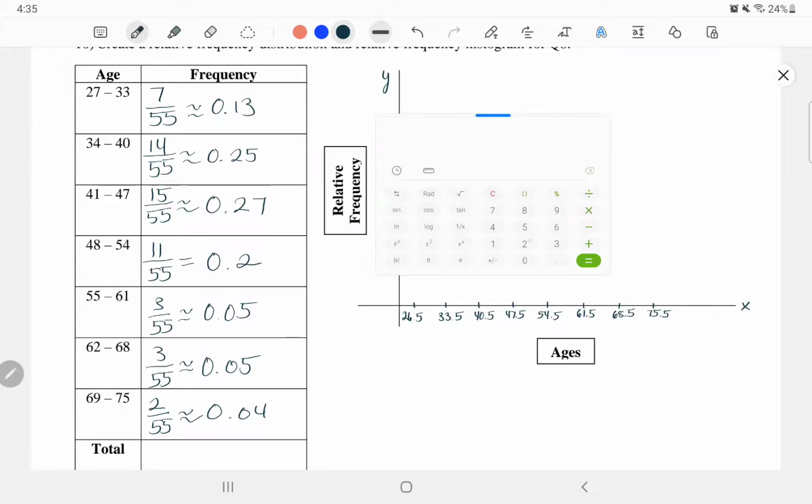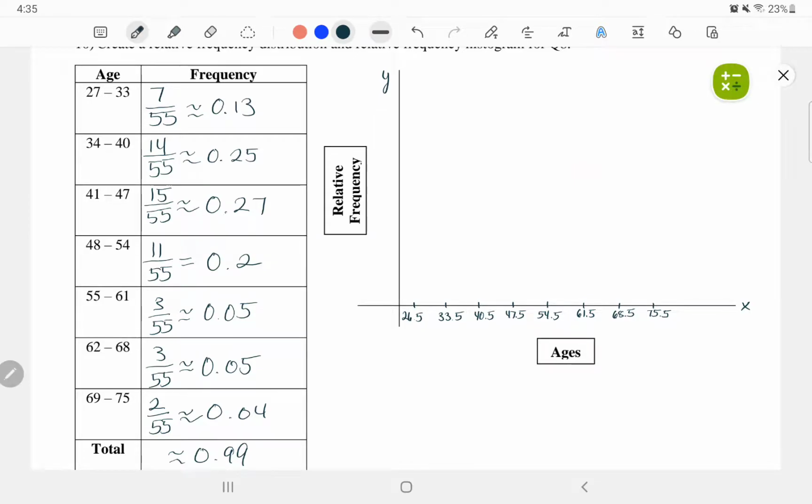And when I add up all these values, I think I'm going to get 0.99 because I rounded. Yep, we get approximately 0.99 because once again, we are rounding. We can approximate that to be 1. So we constructed the relative frequency distribution. Let's now make the histogram.